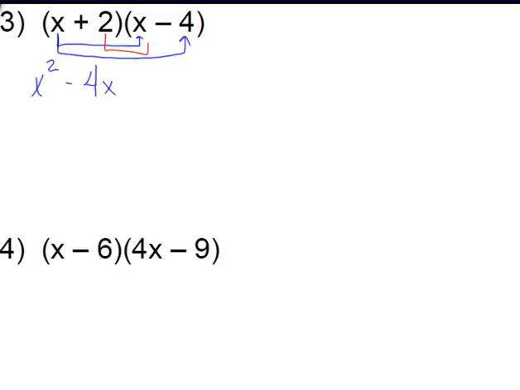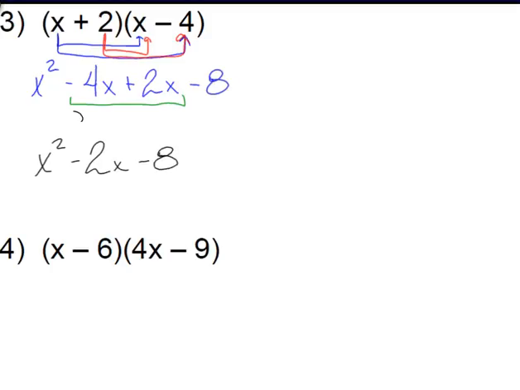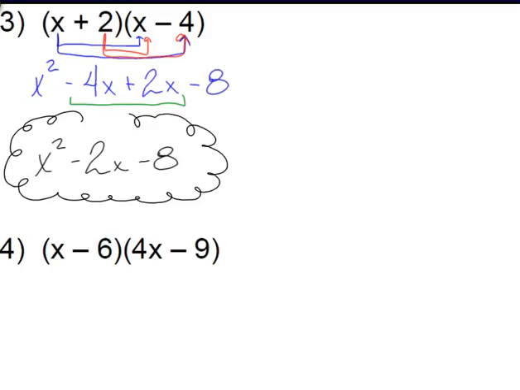Multiply the second one, so positive 2 times each of these. So 2 times x is 2x. 2 times the negative 4 is a negative 8, or a minus 8 here at the end. Go and combine any like terms that we have. So I have x squared minus 2x minus 8. And that one is done.